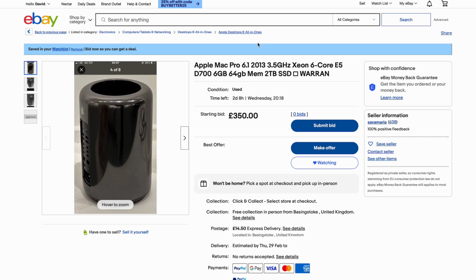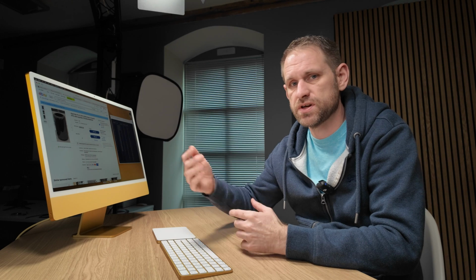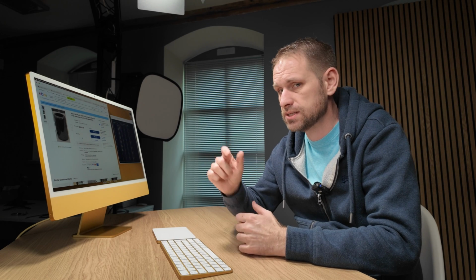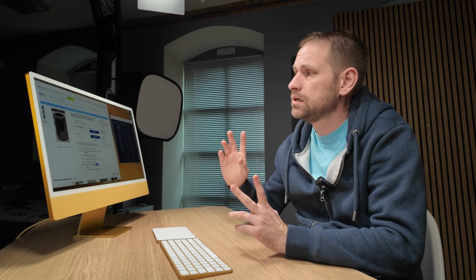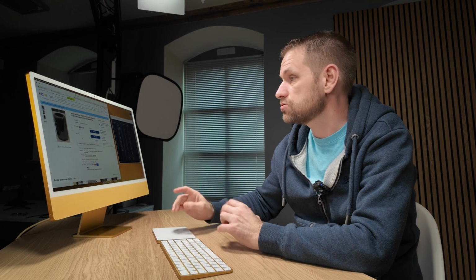This is also a 6-core model, D700s again. We've got 64 gigs of RAM again and a 2 terabyte SSD. I should mention that previous one was a 256 SSD. That's kind of irrelevant to me because I've got a couple of SSDs at home, so I was just going to get an adapter and throw one of those in. This model, though, with its 2 terabyte drive, that's interesting to me.